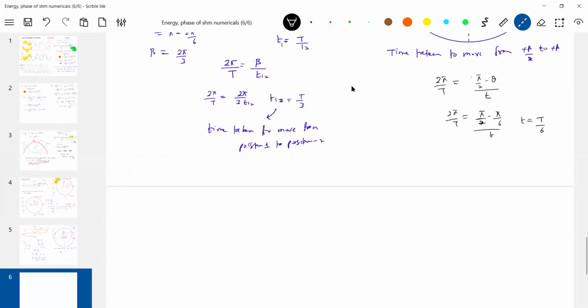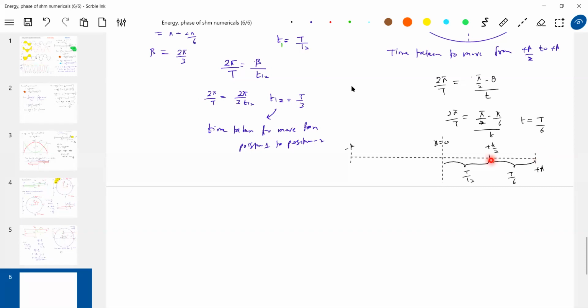So let me explain through a diagram so that it will be easy for you. This is plus a, x equal to 0, minus a. Time taken to move from here to here is T by 12. This is T by 6. Agreed, all of you? So the time taken to reach here will be T by 4.